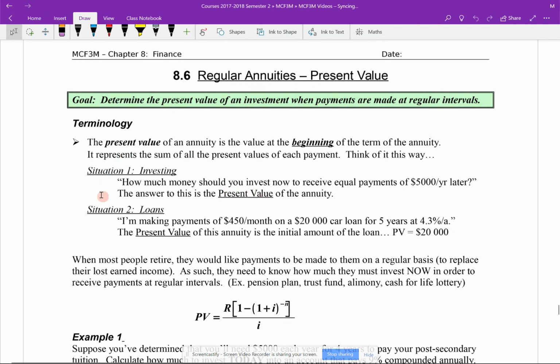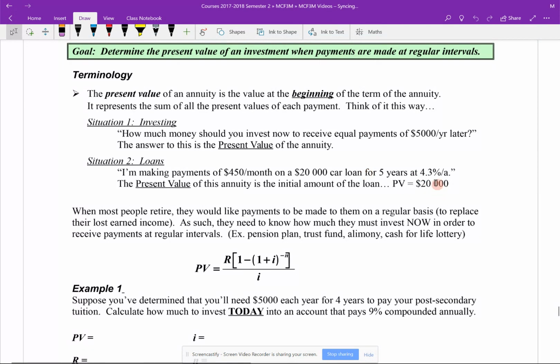If you're borrowing money instead, so situation number 2, when you have a loan, you're making payments of $450 a month on a $20,000 car loan for 5 years at 4.3% per year interest. The present value of the annuity is the initial amount of the loan. So the present value is $20,000. Okay. So in other words, you borrow money. How much money do you have to pay back in your regular payments?